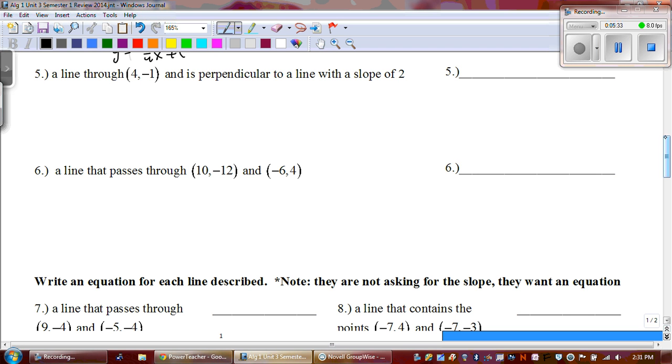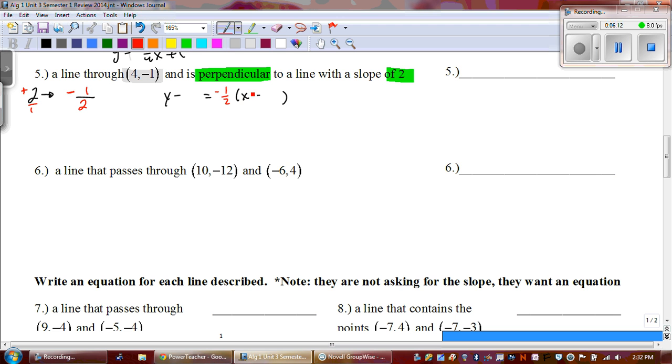Okay, a line through the point (4, -1) and is perpendicular to a slope of 2. So if it's 2, I want the opposite reciprocal. Well, if this is positive, my new one's going to be negative, and I want the reciprocal, so I have to flip it. So 2 on the bottom and 1 on the top. That is our new slope. Okay? And now that we have our new slope, we just plug it into the formula and solve.